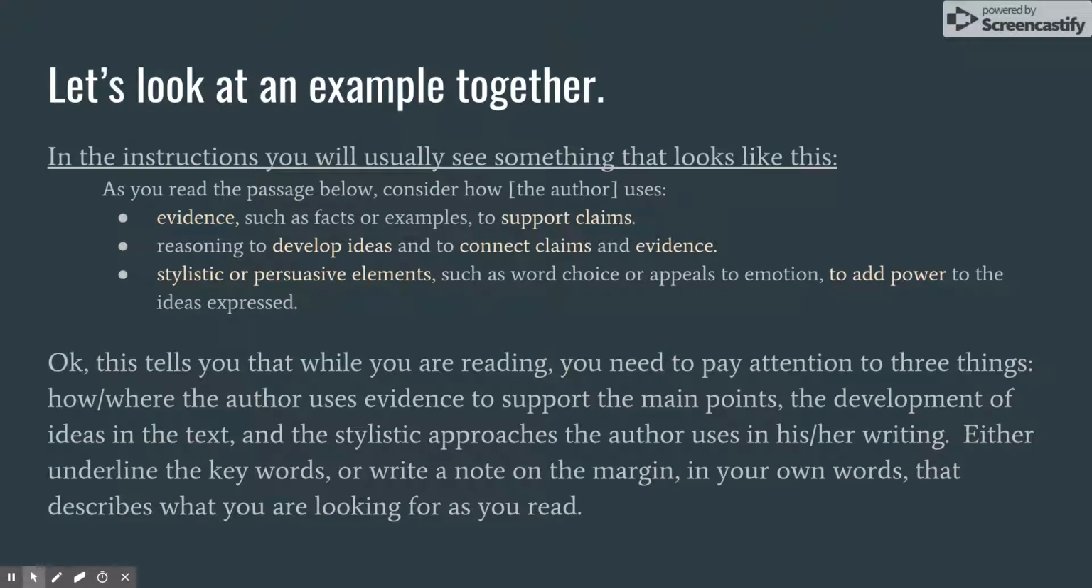Let's look at an example together. In the instructions, you will usually see something that looks like this. Okay. This tells you that while you are reading, you need to pay attention to 3 things. How and where the author uses evidence to support the main points, the development of ideas in the text, and the stylistic approaches the author uses in his or her writing. Either underline the keywords or write a note in the margin in your own words that describes what you're looking for as you read.